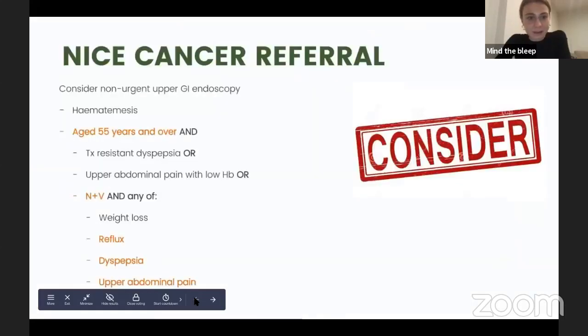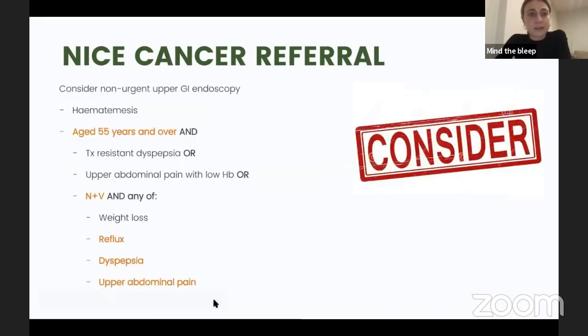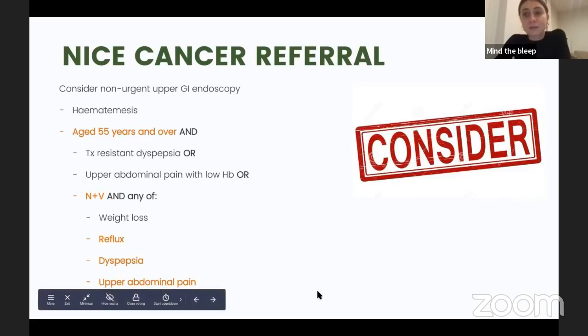So just going back, the urgent referral would be necessary if John had dysphagia. He doesn't have dysphagia. He is aged 55 years and over, but he doesn't have any weight loss. So he doesn't have those 3 components that would warrant an urgent referral. But highlighted in here in orange are John's symptoms. So he is aged 55 years and over, and he does have nausea and vomiting, and he also has reflux, dyspepsia, and upper abdominal pain. So he does have symptoms that warrant non-urgent referral for upper GI endoscopy.